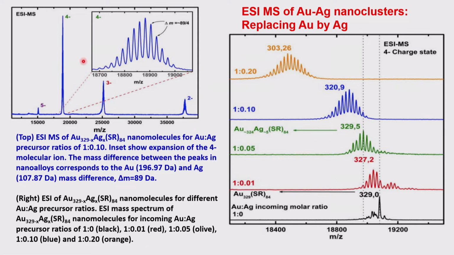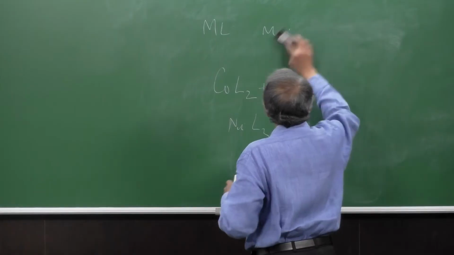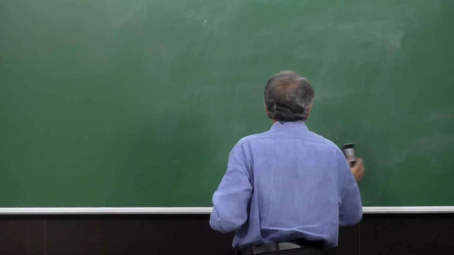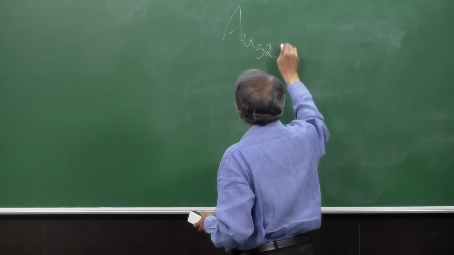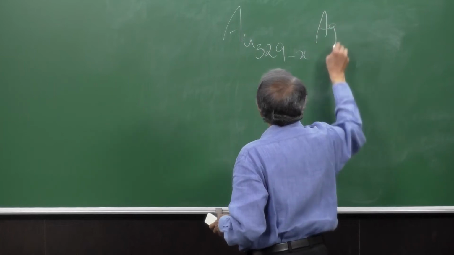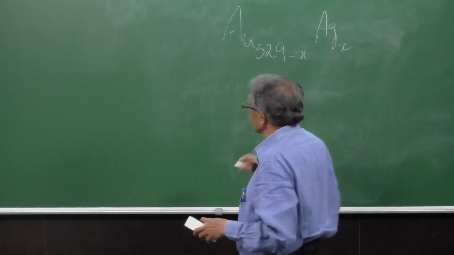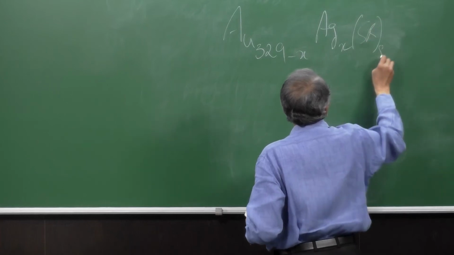Let's look at another example of nanoclusters, or they even call them nanomolecules. Here on the top, please have a look at this slide. This is Au329-xAgx(SR)84. That means golds are replaced by that many silvers. So this is Au329. This is not with the thiol, this is between the gold and the silver. And you have the thiolate fixed in all these.